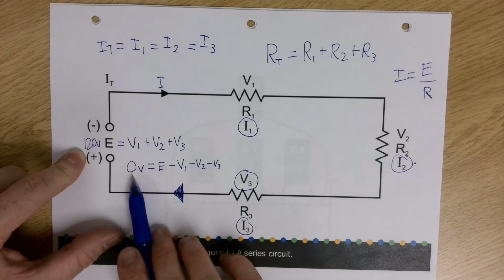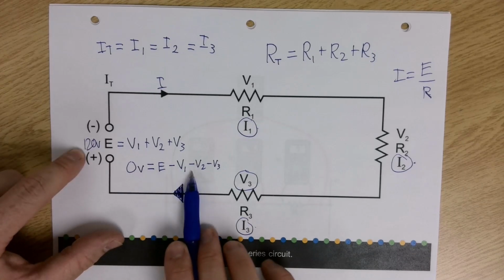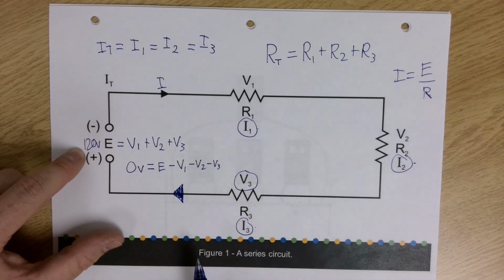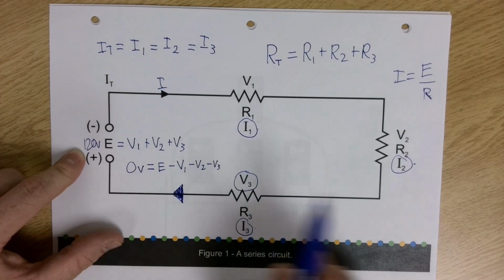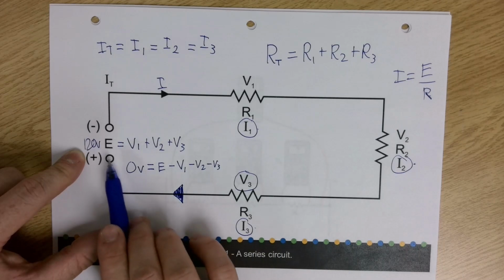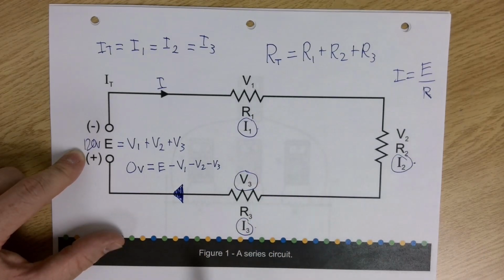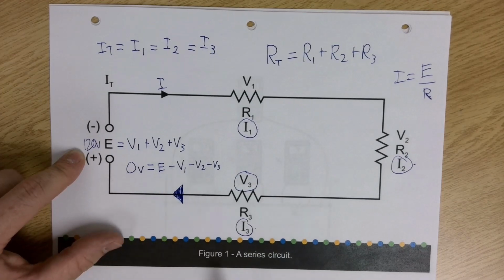I'm just using a common number. And so 0 is going to be equal to that applied voltage minus the other voltage drops. So Kirchhoff's law is that what we apply to this circuit will get dropped throughout the circuit, and it will equal 0 in the end.